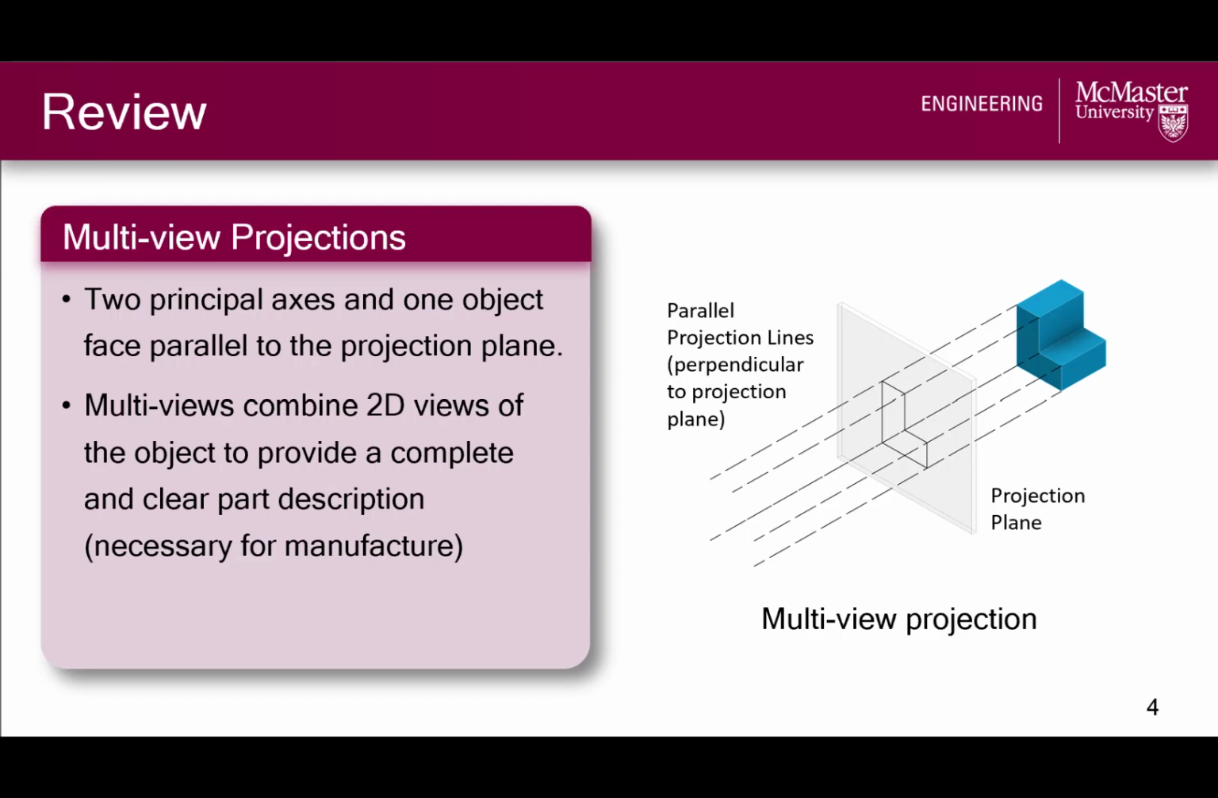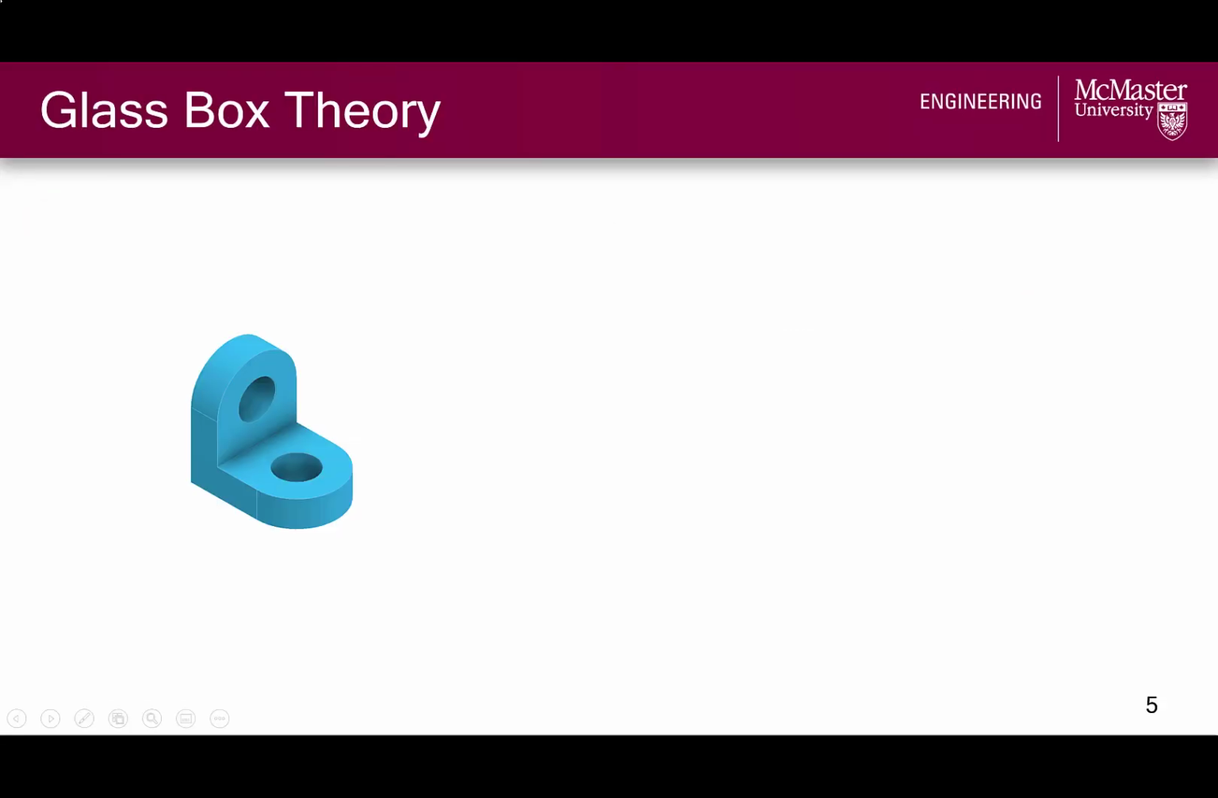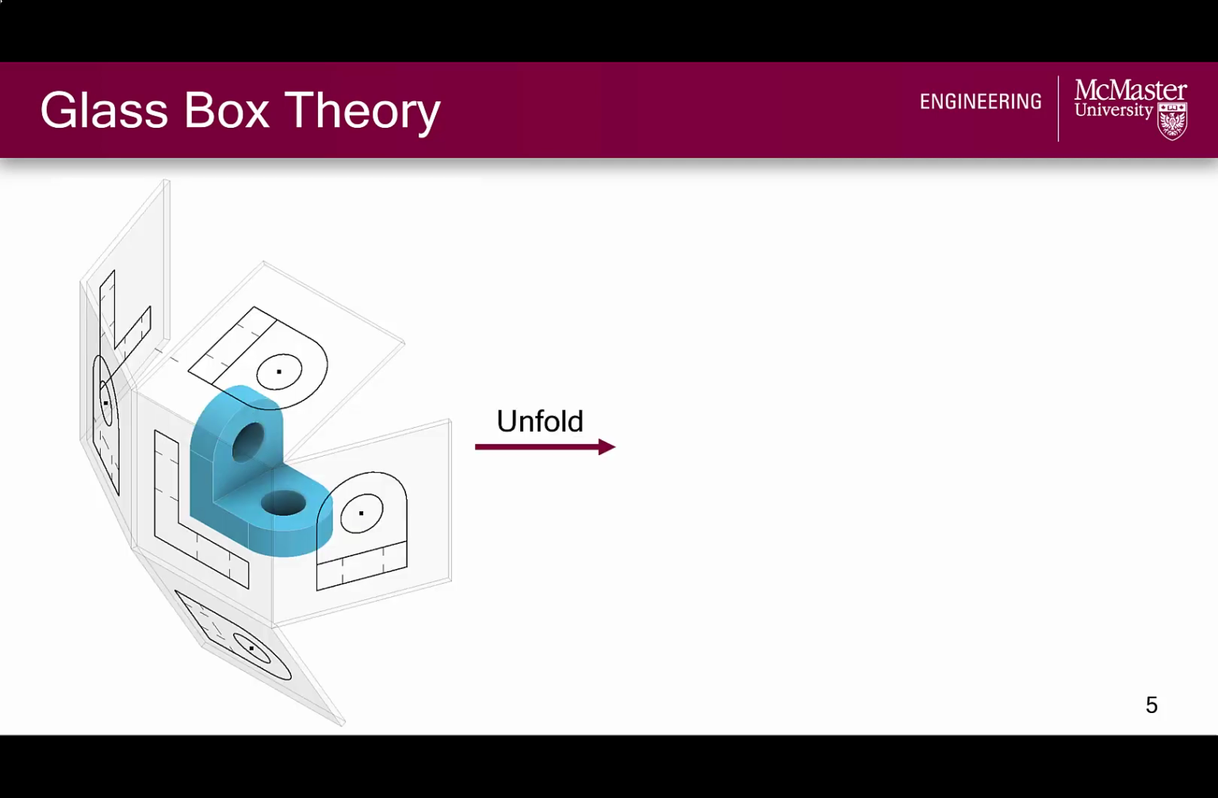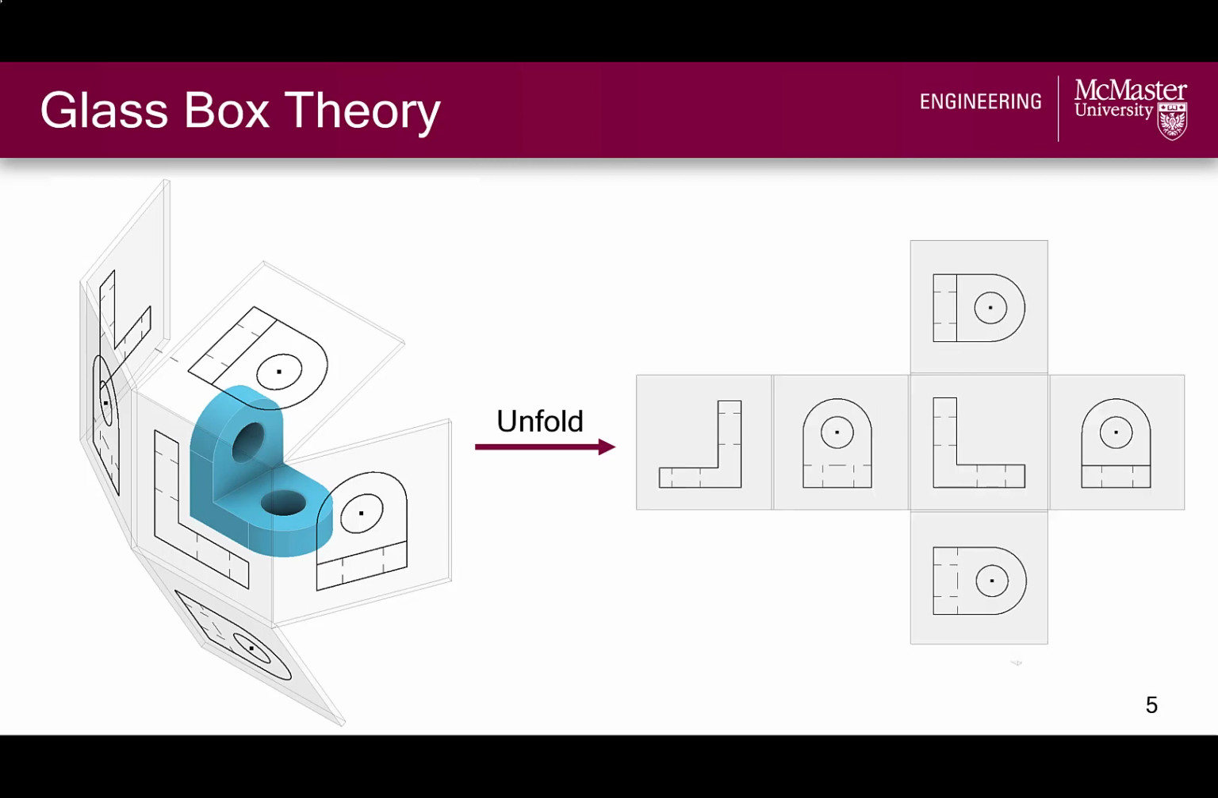So how do we obtain these 2D views, and how do we arrange them together? We can use the glass box theory to help with this. To generate a multi-view using the glass box theory, imagine a bounding box around an object as shown here. Each face of the bounding box will act as an orthogonal projection plane. An orthogonal projection is drawn onto each face of the bounding box, as seen by an observer outside of the box, which is then unfolded to obtain a multi-view representation.